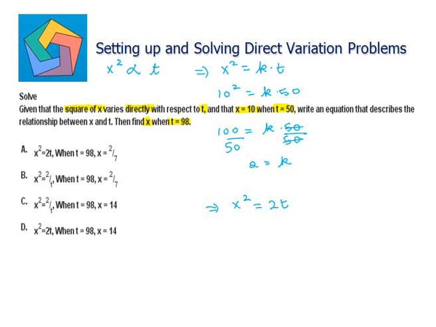Now we need to find x when t is 98. So x square is equal to 2 times 98. X square is equal to 196. So we can say, taking square root both sides, x is equal to 14. So we can say the equation is x square is equal to 2t. When t is 98, x is 14, which is the answer in the D part.